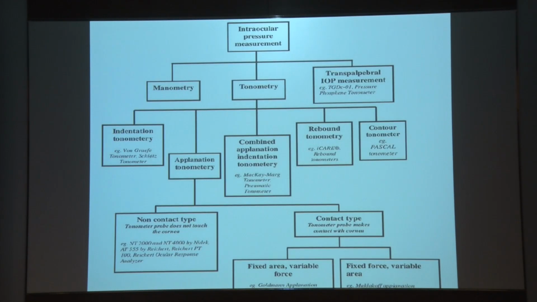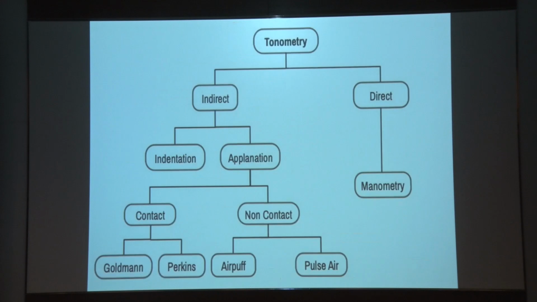So this is a flowchart showing us that intraocular pressure measurement can be done by manometry, tonometry, or transpalpebral. In tonometry, we have indentation, applanation, combined applanation-indentation tonometry, rebound tonometry, and contour tonometer. In applanation, we have non-contact type and contact type. In contact, we have fixed area variable force and fixed force variable area tonometers.